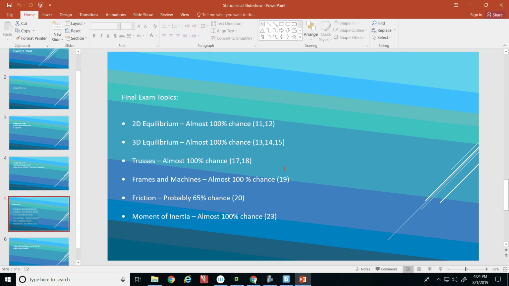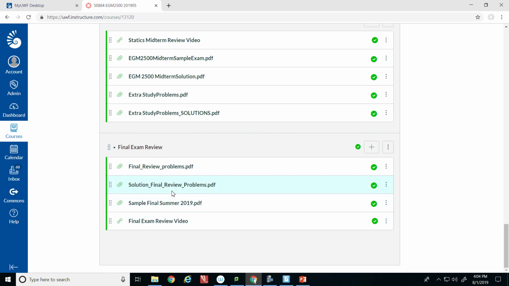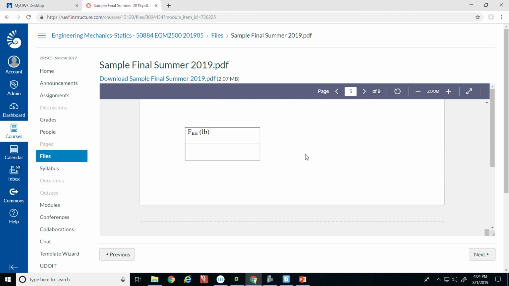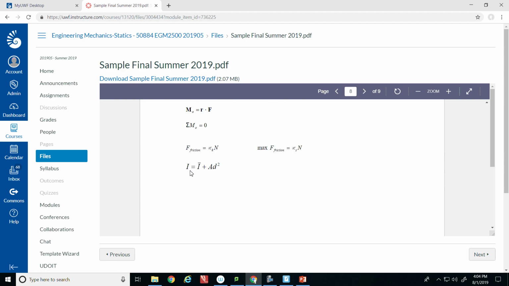Now, a couple of hints here. Moment of inertia. This should be a problem that you all clean up on. This should be easy. It's going to be a composite area, and the only thing you need to know with the moment of inertia, let me pull up the sample final, because it's a good example of what it would look like, is this equation right there: I equals I bar plus A d squared. You need to know how to use that.